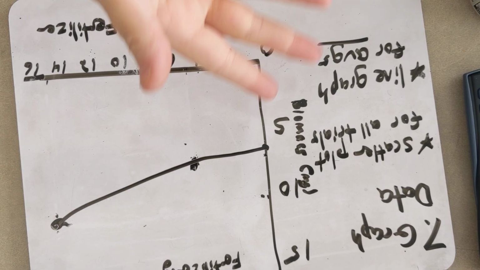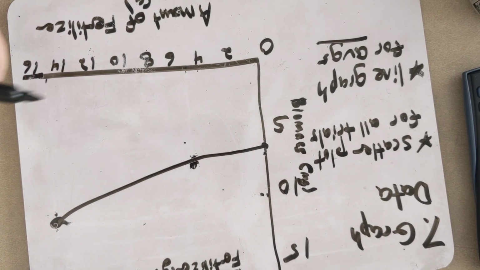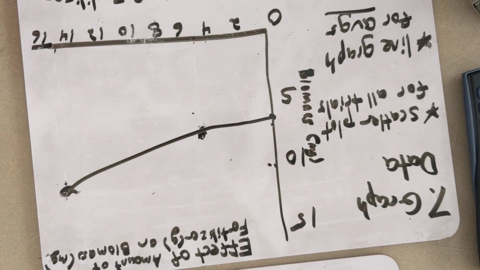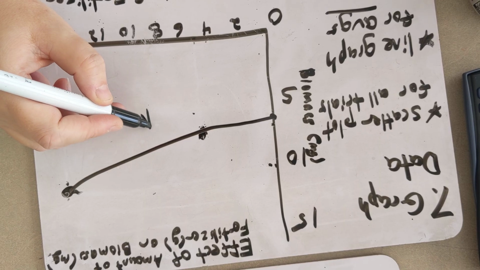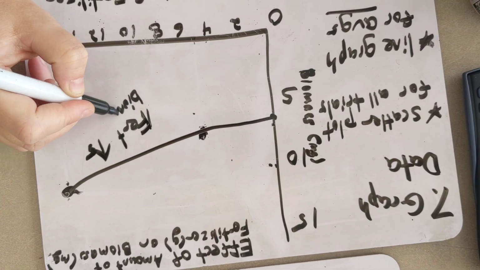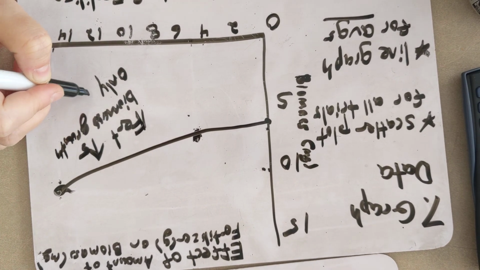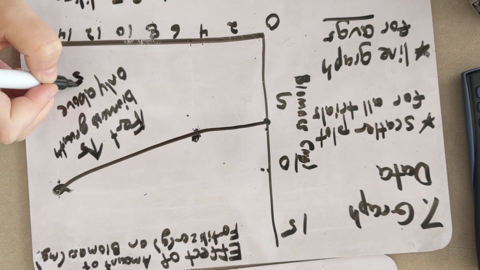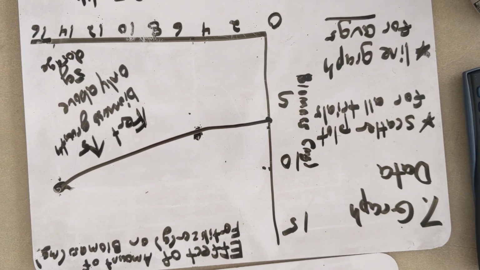So here's what I can conclude from this. Hey, from here to here, there's not that much change. So my conclusion, which I'm just going to write across the graph, is that this fertilizer increases biomass growth only above 5 grams dosage. Now, that's not super helpful.